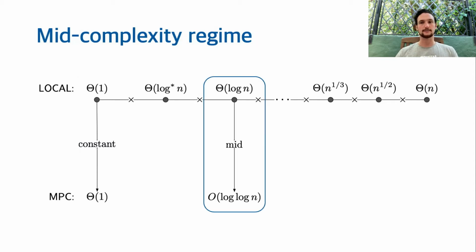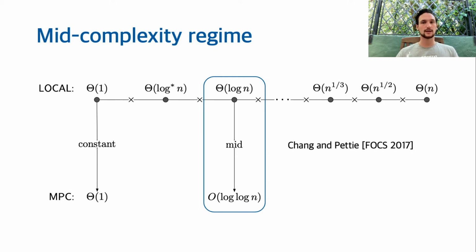But our mid-complexity regime is not trivial, as it solves local log n time problems in log n time in MPC, so an exponential speedup. Note here that we have skipped the log star in class, but we will come back to that later. So the mid-complexity regime, how do we do this?